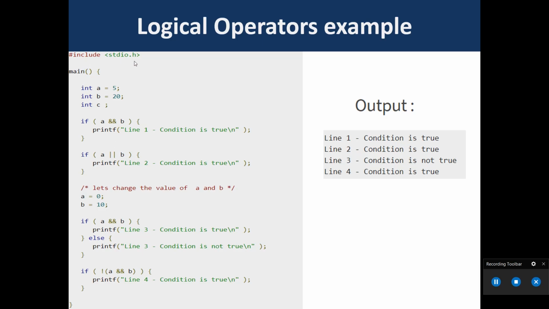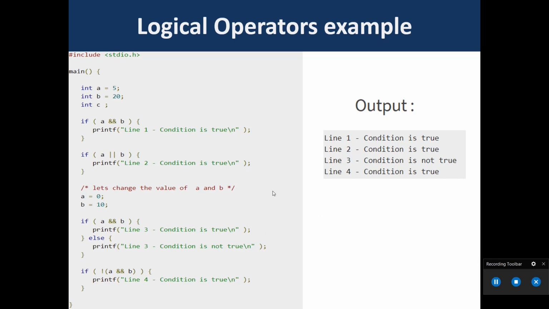#include <stdio.h>, main, int a is equal to 5, int b is equal to 20, int c. Then if a and b, then printf "Line 1 condition is true". If a or b, then printf "Line 2 condition is true". Then a is equal to 0, then b is equal to 10. Then if a and b, then printf "Line 3 condition is true", else printf "Line 3 condition is not true". Then if not (a and b), then "Line 4 condition is true".